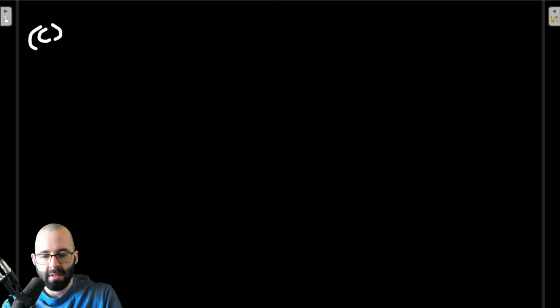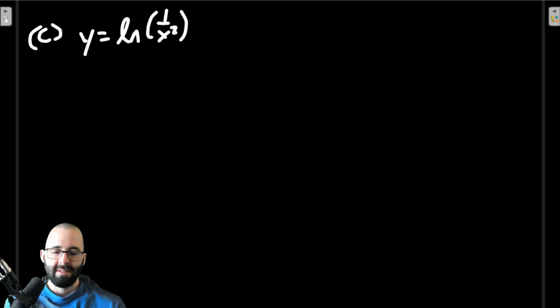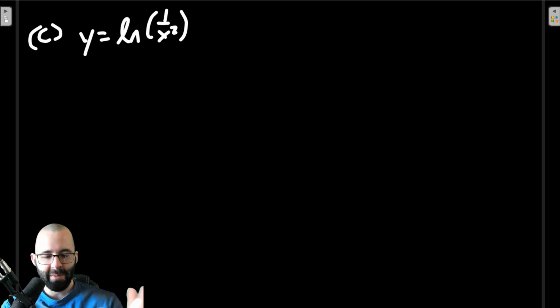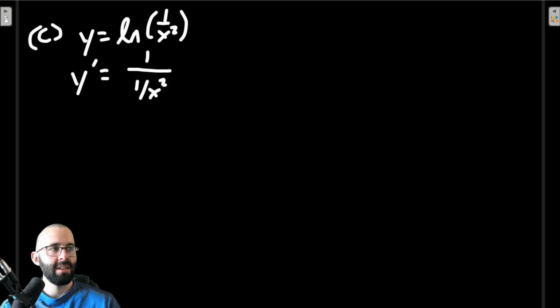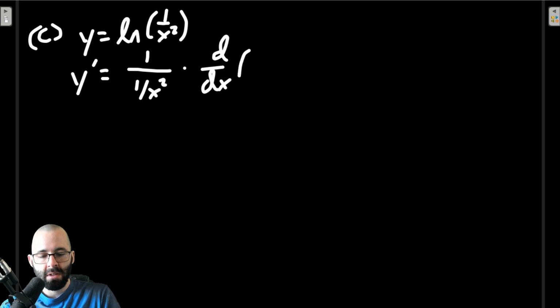Let's do part C. Y equals the natural log of 1 over x squared. Again, this can be simplified here, but I'm not going to be making you do it. The derivative of natural log is the reciprocal of the inside. It's 1 divided by the inside. The inside is 1 over x squared. So it's 1 divided by x squared. It's a complex fraction, fractions inside of fractions. But anytime you take the derivative of something, if there's garbage on the inside, you have to multiply by the derivative of the inside function. That's the chain rule.